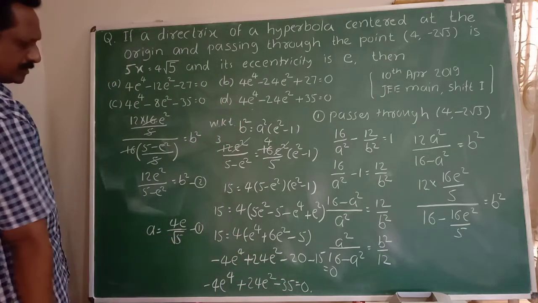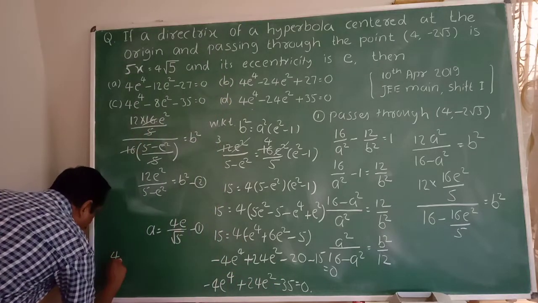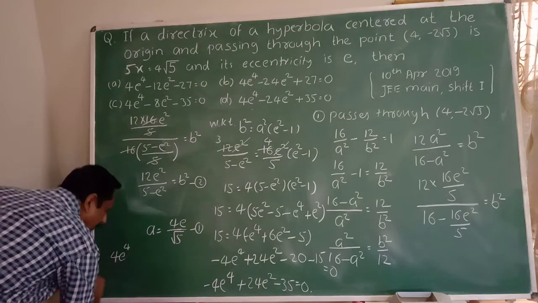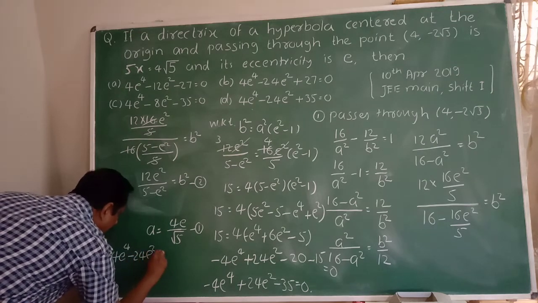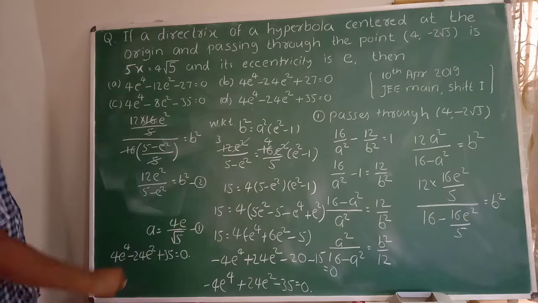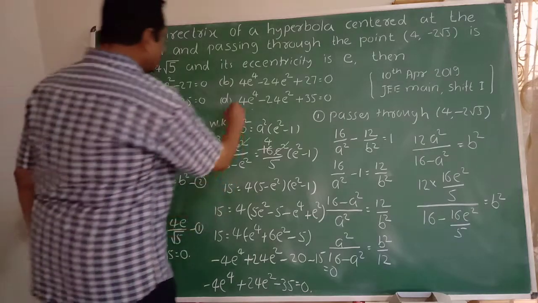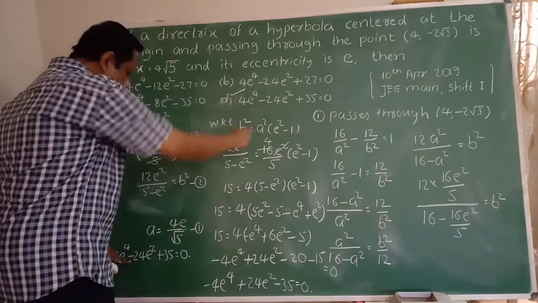Then multiply both sides by minus 1 here. That multiplier gives 4 e raised to 4 minus of 24 e square, then plus 35 is equal to 0. So obviously the fourth option is correct here. 4 e raised to 4 minus 24 e square plus 35 equal to 0.